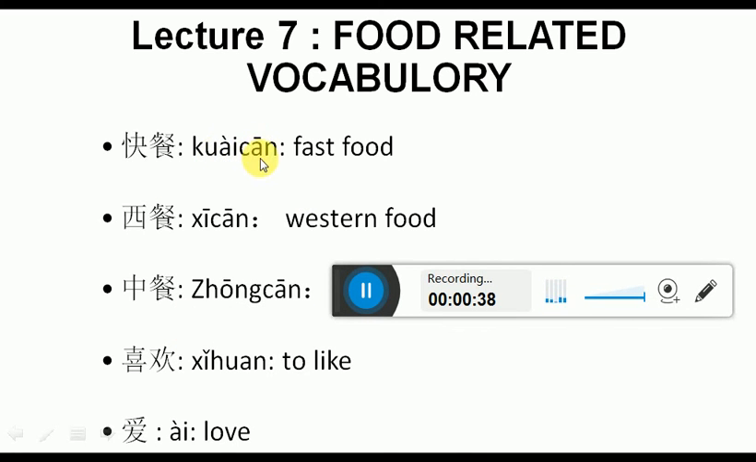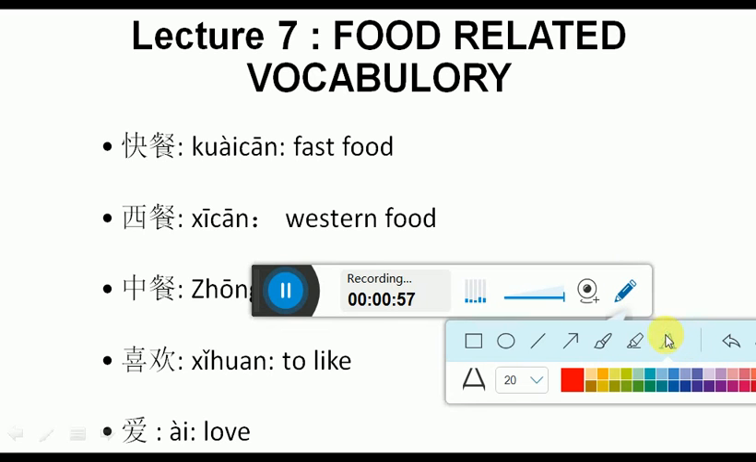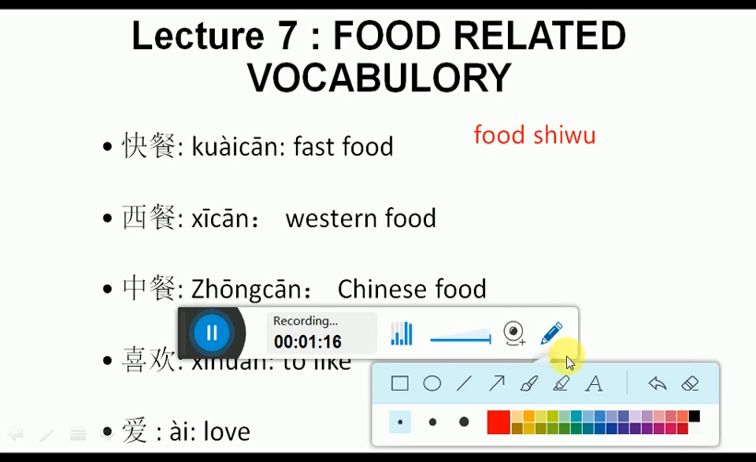First word is Kuai Can. Before starting the first word, let me tell you the word in Chinese that is used for food. Shi Wu. Shi, first tone is rising tone. And then Wu. Shi Wu. This word is used for food.